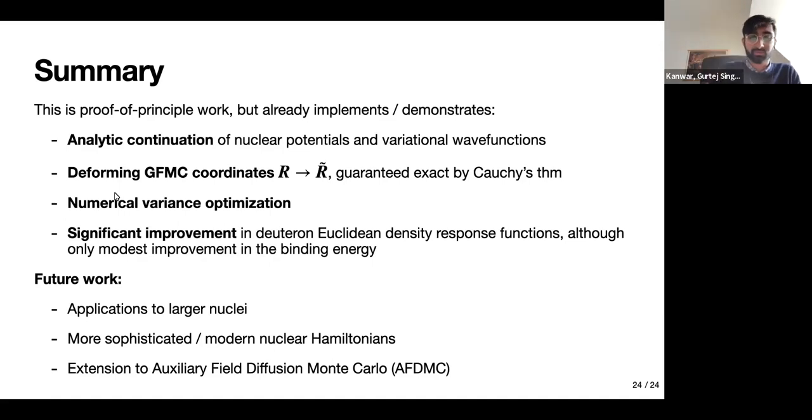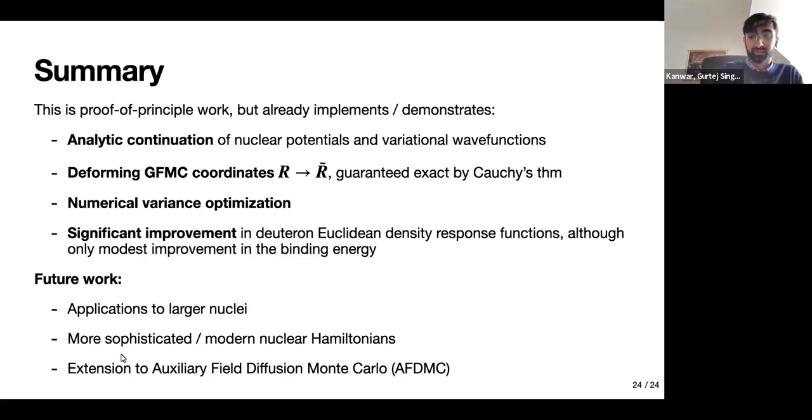But if we do so, ideally we'd be more interested in the pheno application. So it would be necessary to work with some more sophisticated or modern parameterizations of the nuclear Hamiltonians, maybe ones that take into account three-nucleon interactions. But all the machinery in principle goes through. So it's just a question of, in practice, how much time it would take to train and optimize some of these contours and see what the final effects are.